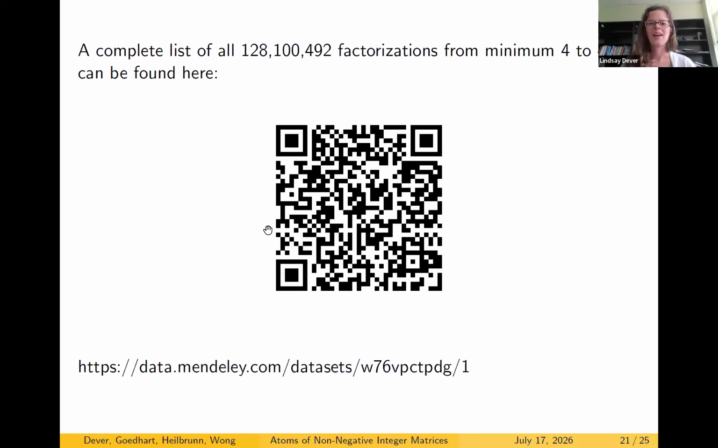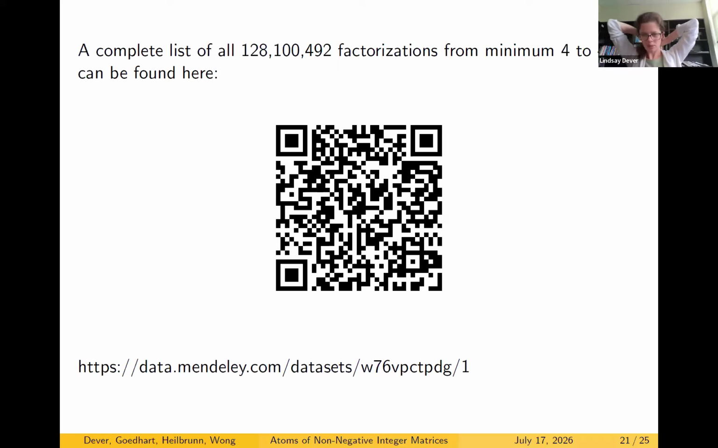Okay, so we have 128 million factorizations. I could not fit them all on the slide, so I have a link to our data sets if anybody is interested in playing around with them. You can also just reproduce it with the Python. The Python code is also posted here.